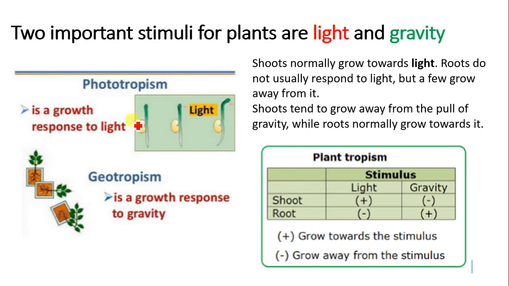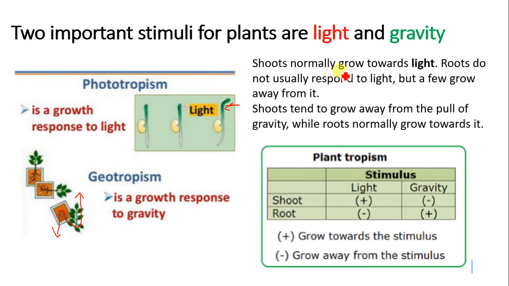So quickly, two important stimuli for plants are light and gravity. We've stated that already. So phototropism is growth in response to light. Geotropism is growth in response to gravity. Like in this case, you find out that this plant is growing towards light if the light source is coming from this direction. While in this case, despite this plant falling over, the root has still changed direction, growing downward. That is positive gravitropism. However, the shoot is growing upward, which is negative gravitropism.